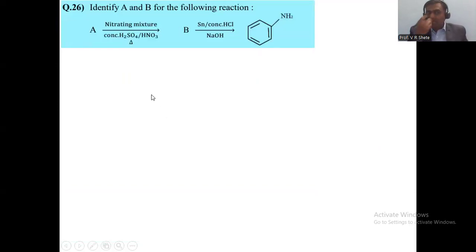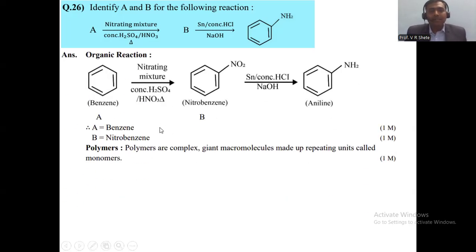Complete the sequence. Identify A and B. Nitrating mixture, that is nitration, and second there will be a reduction. When you take benzene through nitration, you will get nitrobenzene as a product. Along with reduction of this nitro group, you will get aminobenzene, that is aniline, as a product. So this is a two-step reaction. You have to write down the special name of reactant A and reactant B in this reaction.